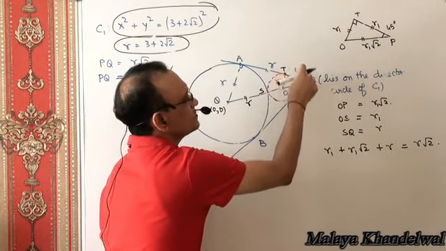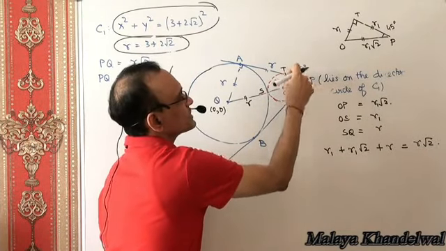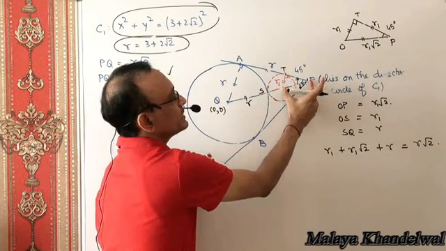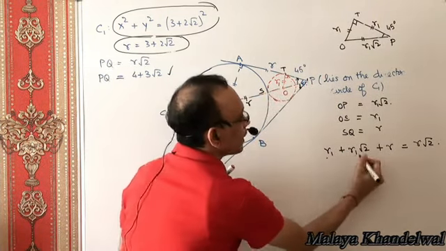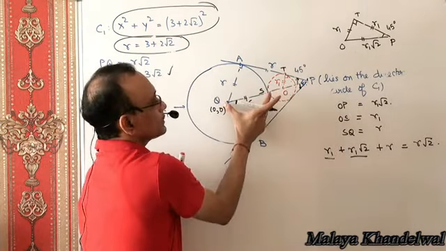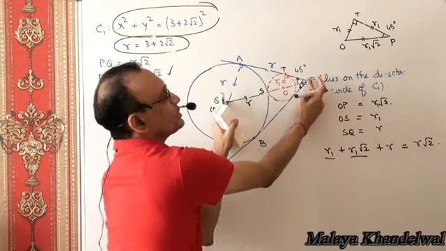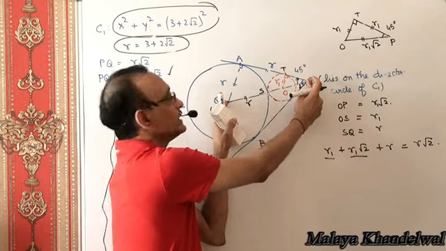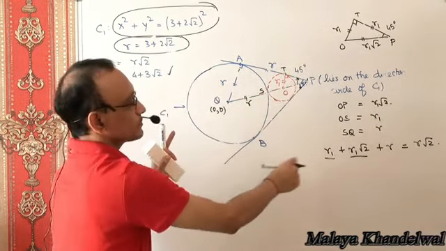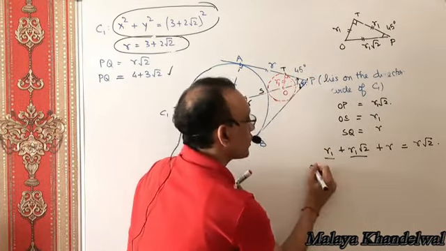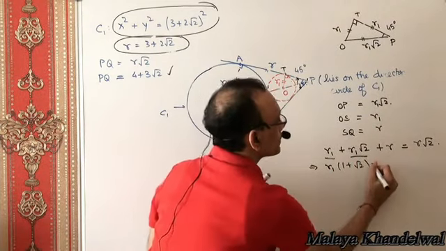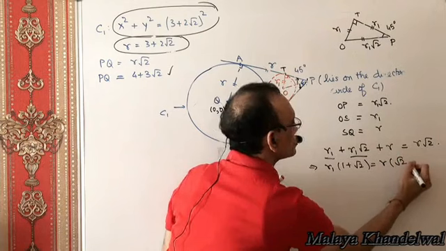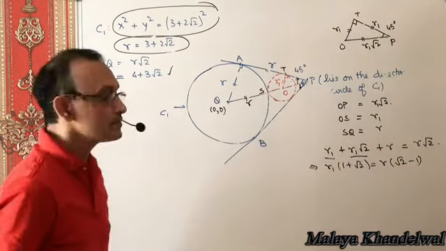See, this is the circle. R1 is the radius of the circle in red. OP is very clearly then R1 root 2. R1 root 2 plus R1 plus R will be PQ. But PQ is R root 2 because P lies on the director circle of this circle of radius R. So this is what I get. And therefore R1 into (1 plus root 2) is R into (root 2 minus 1). That's what I get.